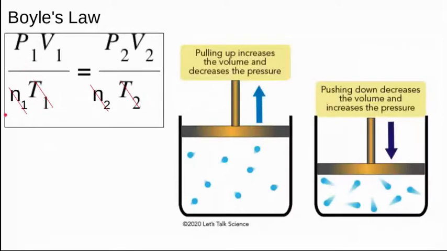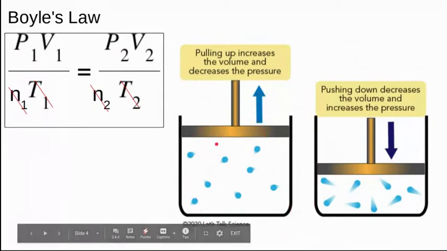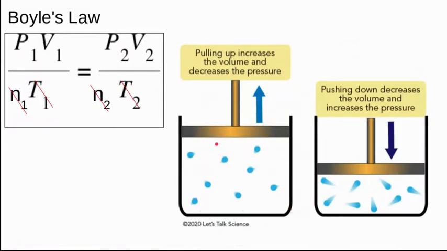Boyle's being if you hold moles and temperature constant, P1V1 equals P2V2. So if you make more volume, the pressure is going to go down because there's going to be more area and less walls for them to hit, and more area for the particles to move around in. Whereas if you decrease the volume, there's going to be less space for them to move around in and more walls for them to hit, increasing the pressure.